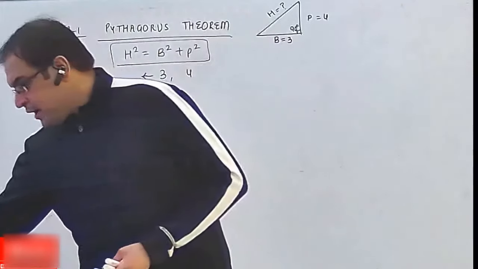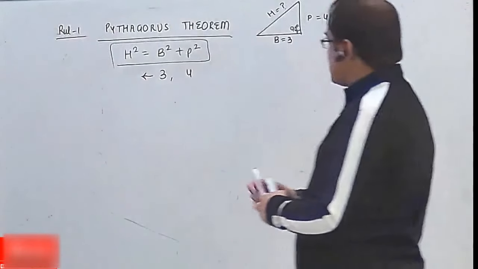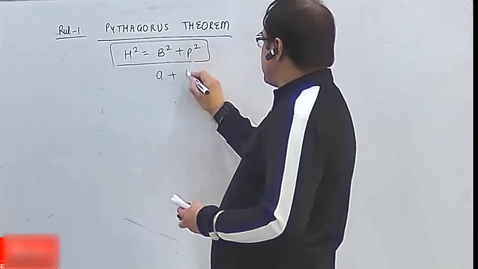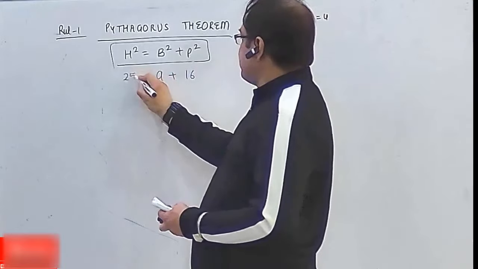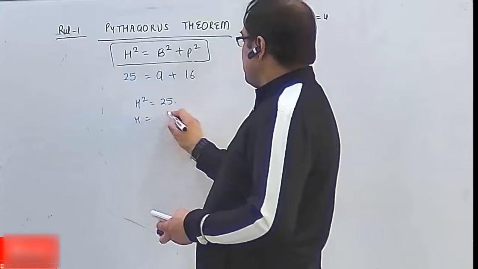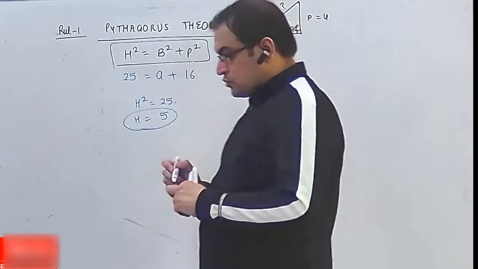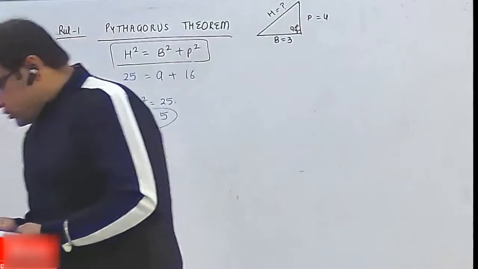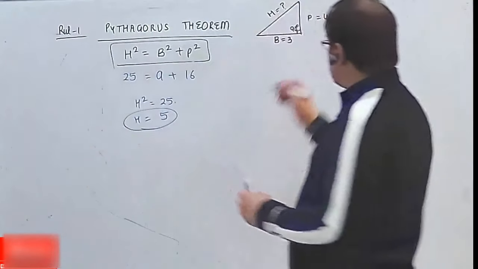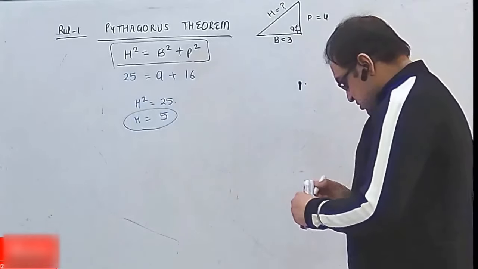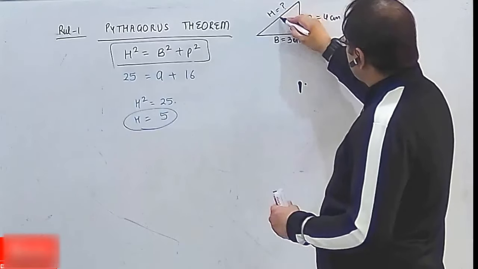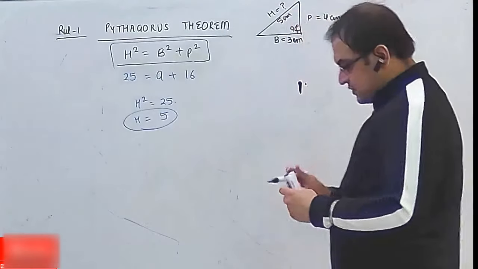What will be the value of H here? What we do is we put the values here. So 3 square is 9 plus 4 square is 16. So this becomes 25. So H square is 25. That means H will be equal to 5. So your hypotenuse will be equal to 5 centimeters, if this is 3 centimeters and this is 4 centimeters. So the hypotenuse will be equal to 5 centimeters.